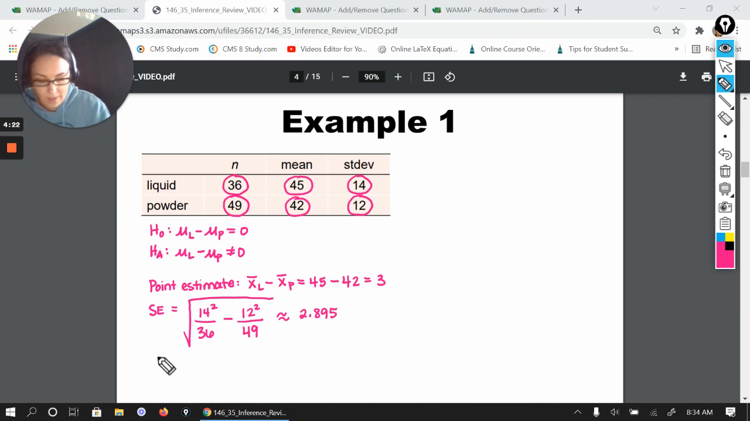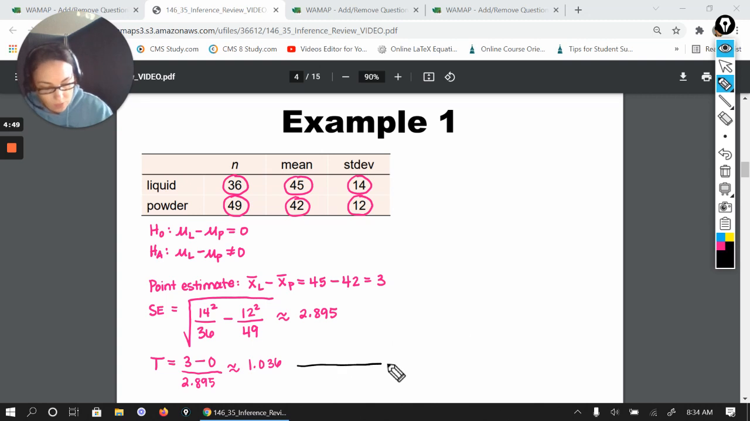Next, we can calculate the test statistic. We will use a t-value because we're dealing with means. So we're going to be using a t-distribution. And we'll take our point estimate 3 minus our null value, 0, all divided by the standard error, which is 2.895. And this gives us a test statistic of approximately 1.036.